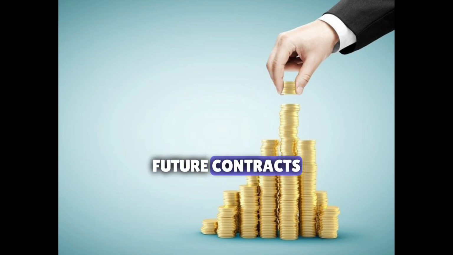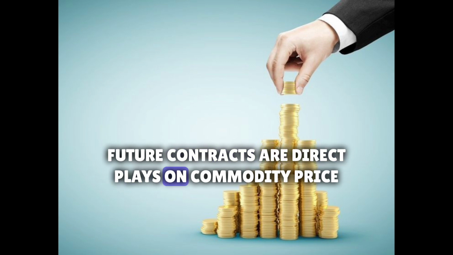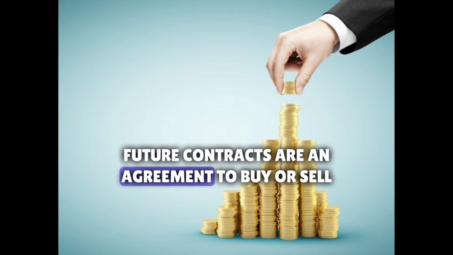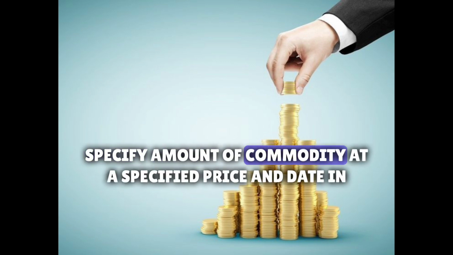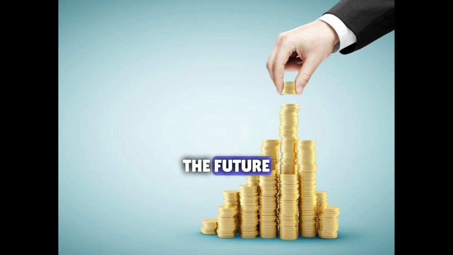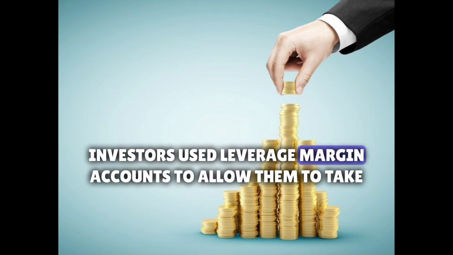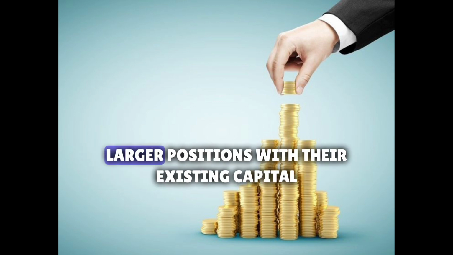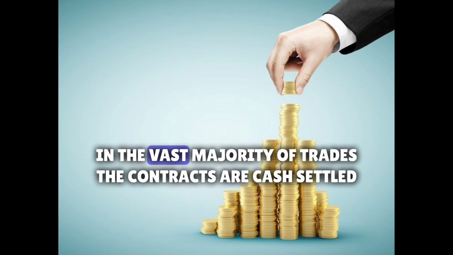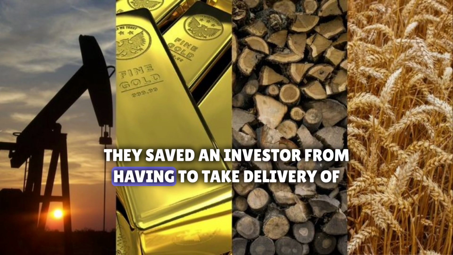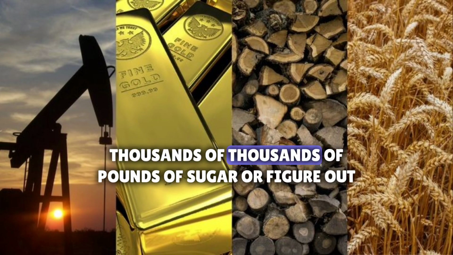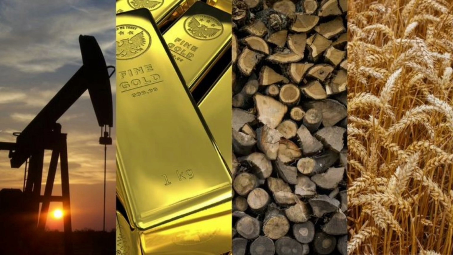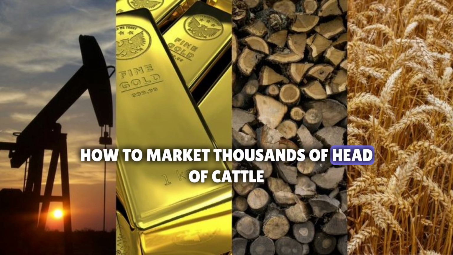Futures contracts. Futures contracts are direct plays on commodity price. Futures contracts are an agreement to buy or sell a specified amount of a commodity at a specified price and date in the future. Investors use leveraged margin accounts to allow them to take larger positions with their existing capital. In the vast majority of trades, the contracts are cash settled. This saves an investor from having to take delivery of thousands of pounds of sugar or figure out how to market a thousand head of cattle.